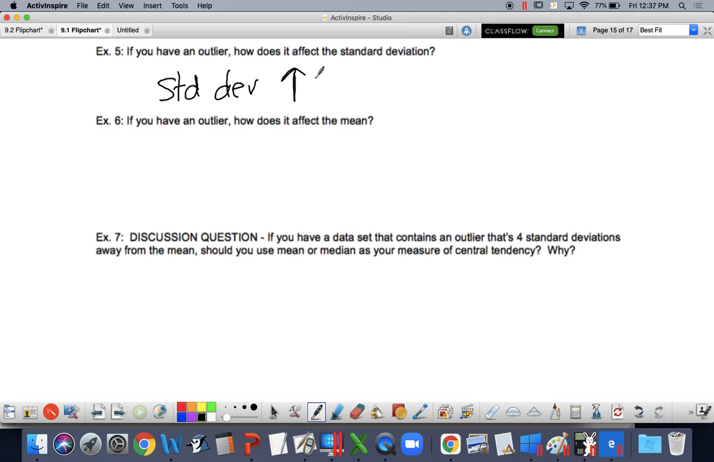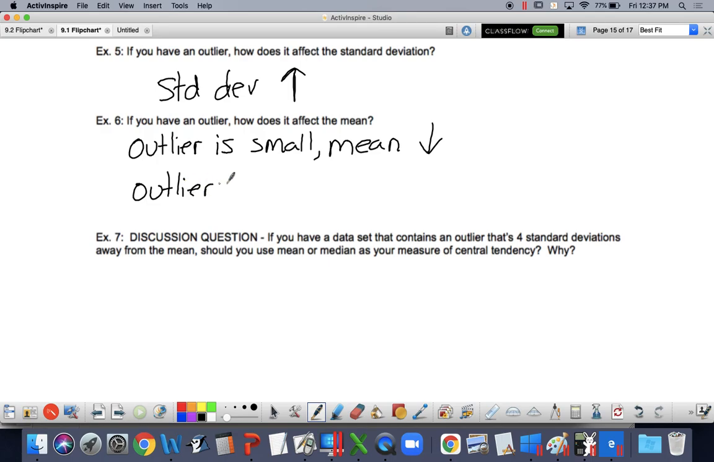How about the mean? Say my outlier is a small number, a little teeny tiny number thrown in there. What's it going to do to my mean? Drop it. Mean decreases. If my outlier is big, mean increases.